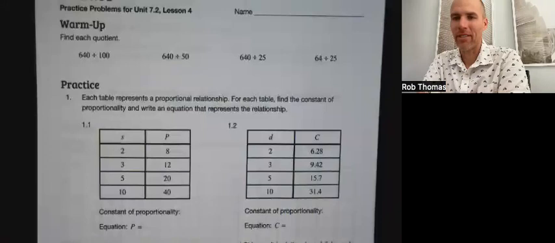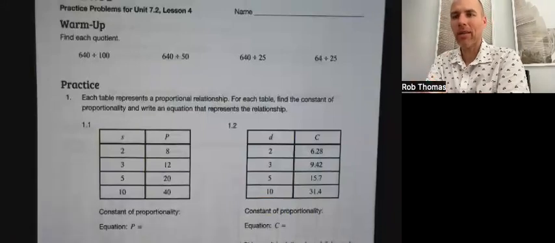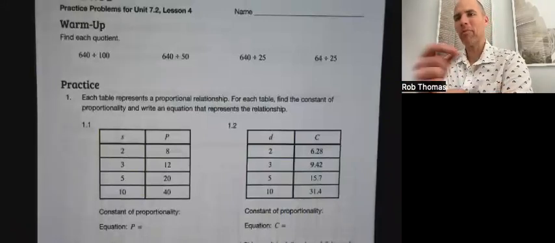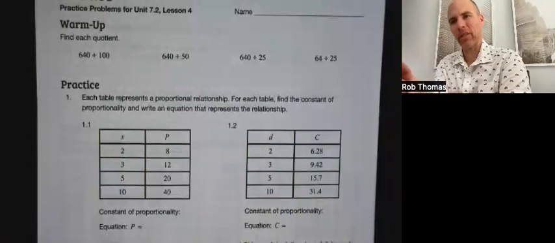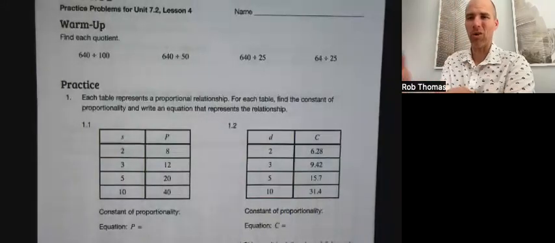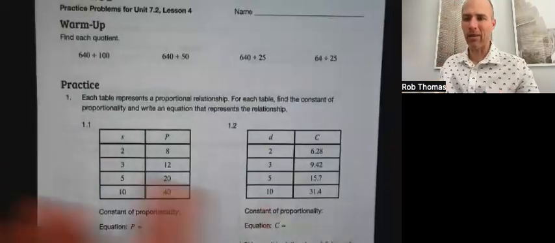The warm-up wants us to find each quotient. Quotient is a word that means division. A really basic way of thinking about it is it's the answer you get when you do a division problem, but sometimes people also use it to just mean the division itself, or even as a verb, to quotient would be to divide. That's pretty rare, but it just means divide.